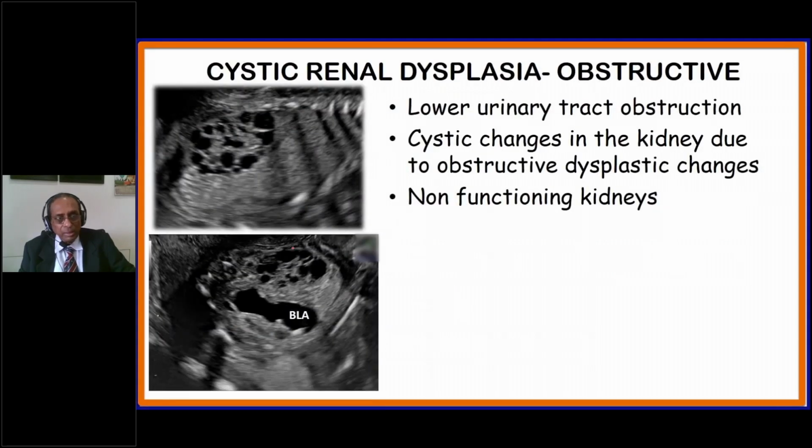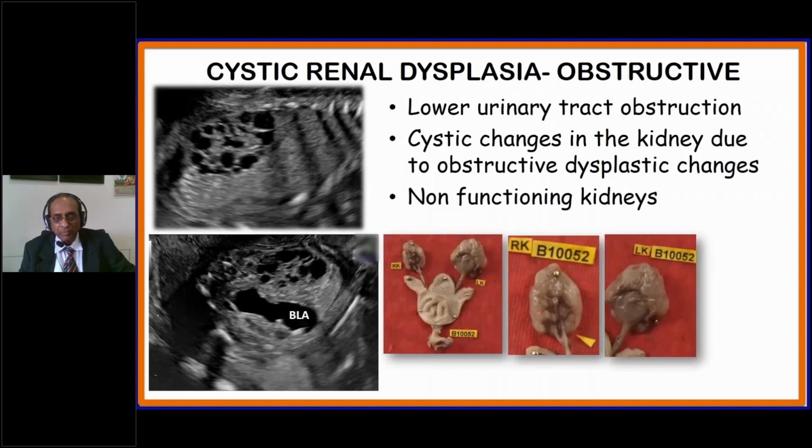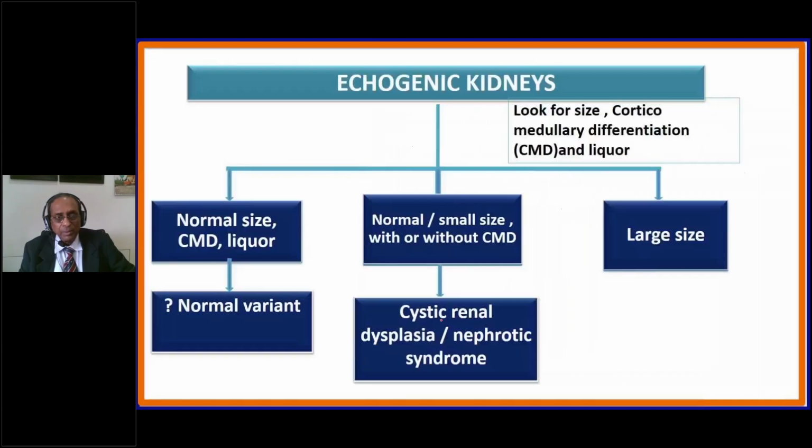Now here you can have cystic kidneys because of obstruction. Here you can see a very large bladder. This patient had a lower urinary tract obstruction, and over a period of time the kidneys became small and dysplastic cysts were formed in the kidney. This obviously means this becomes a non-functioning kidney, and it's called obstructive dysplasia. And that's the picture after birth. You can see a thick walled bladder in the autopsy specimen.